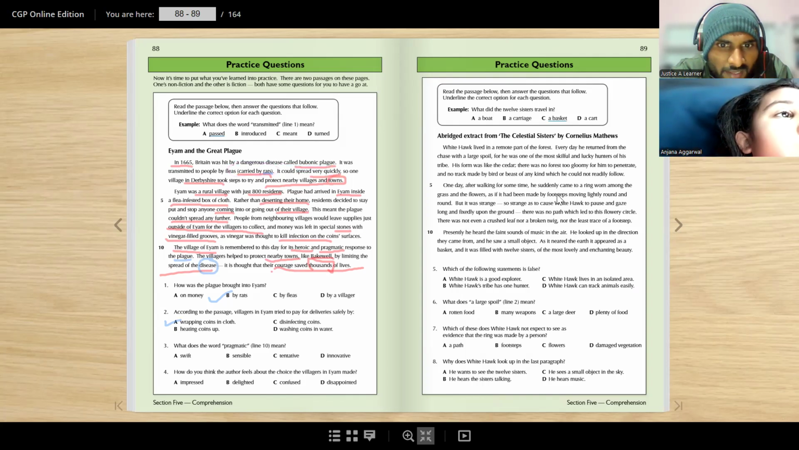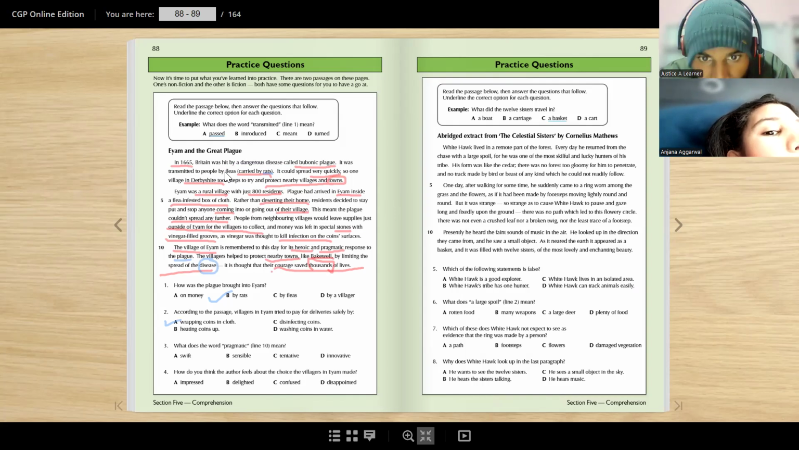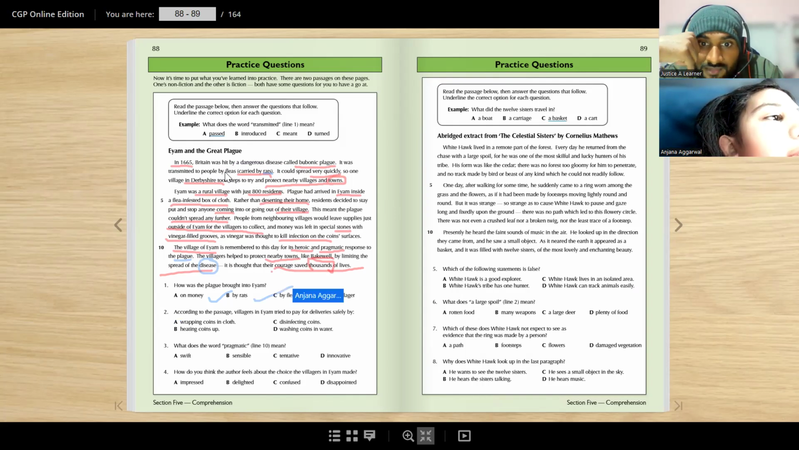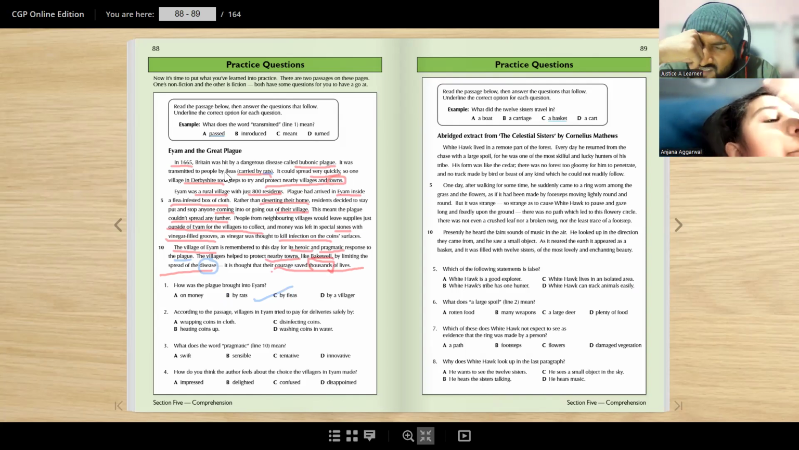And how was the plague brought in? So this is written "by fleas", but in the bracket it is written "carried by rats". So "by fleas" is also an option. Do you see that? So which one would be most appropriate? By fleas, because that is a direct answer, right? Yep.